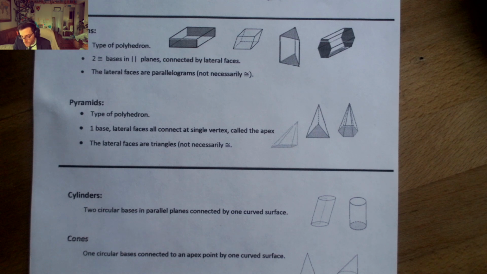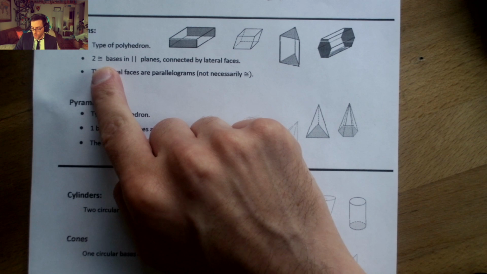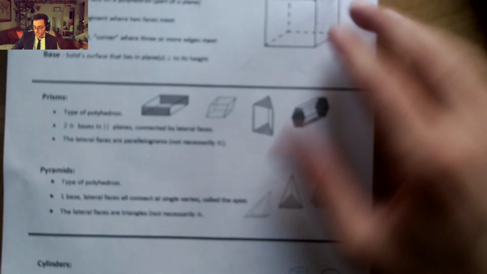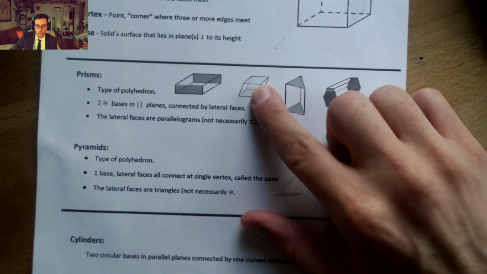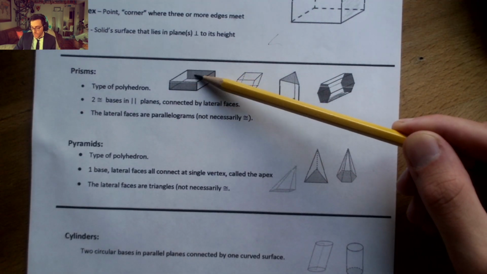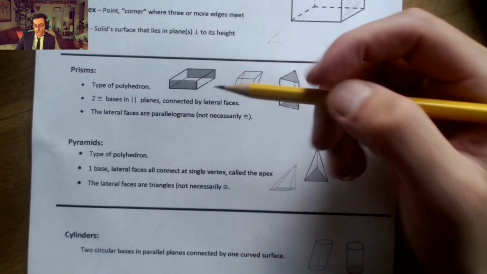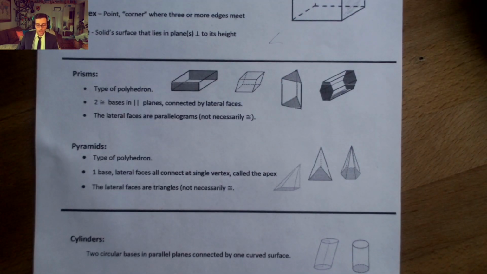In this particular example here, the big takeaway from a prism is that it's going to have at least two congruent bases. So for instance, our box here, we have a top and a bottom to it. Those two pieces, which are perpendicular to the height, are going to be congruent. It's like we're taking a set of books and just stacking them all on top of each other.